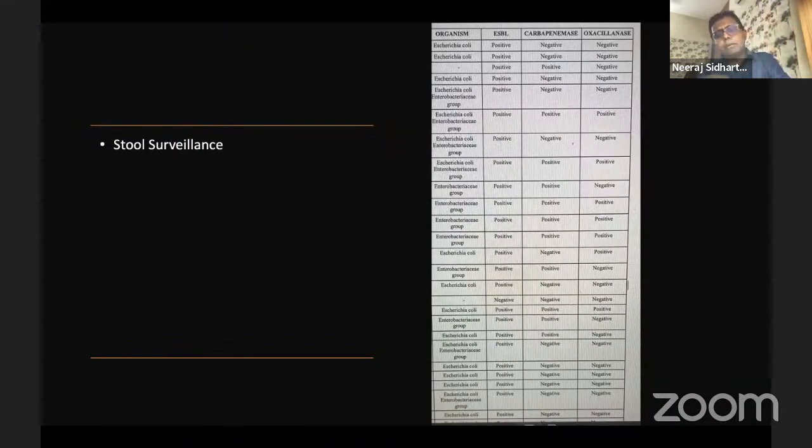So here we had done an analysis of the surveillance of stool cultures, which we generally do for our patients with hematological malignancies undergoing high-dose chemotherapy, like for acute myeloid leukemia. As you can see, almost everybody has ESBL positivity, and there is a significant percentage of patients having carbapenem resistance. So this is indeed very alarming.